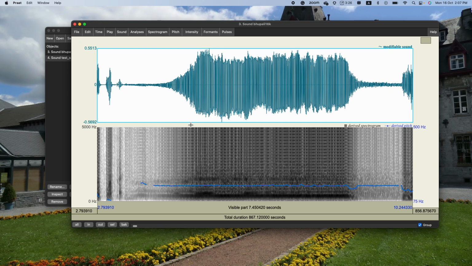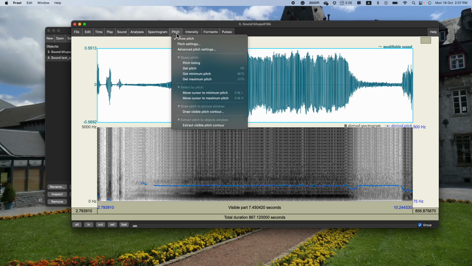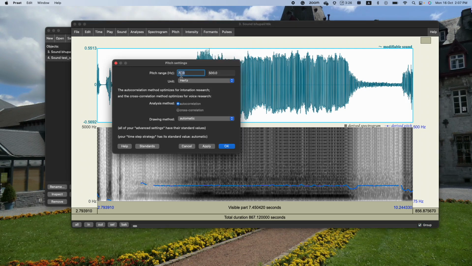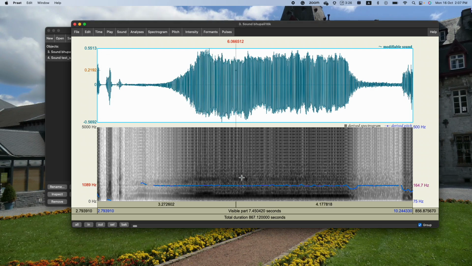So as you know, in Praat, there is a simple setting of pitch extraction, right? And you can set the settings. If you know the range, approximately it will be between 75 to 500. Just set it and say okay. It will tell you the pitch is 164, right? 164.7 hertz. This is the pitch of this part.